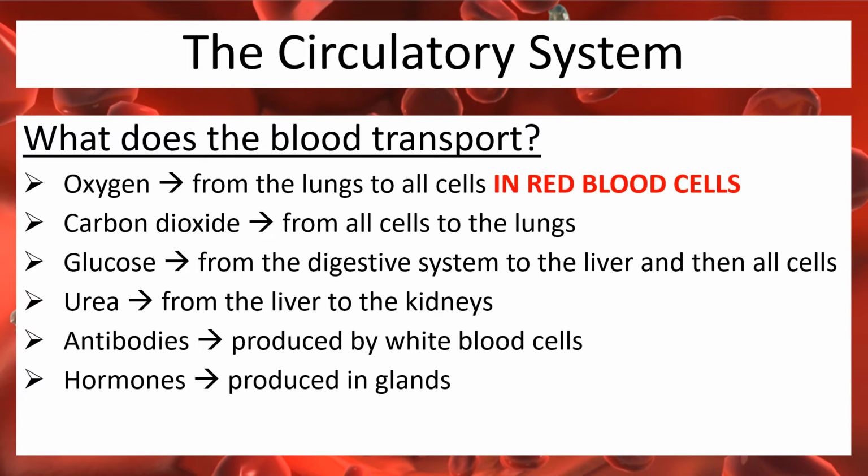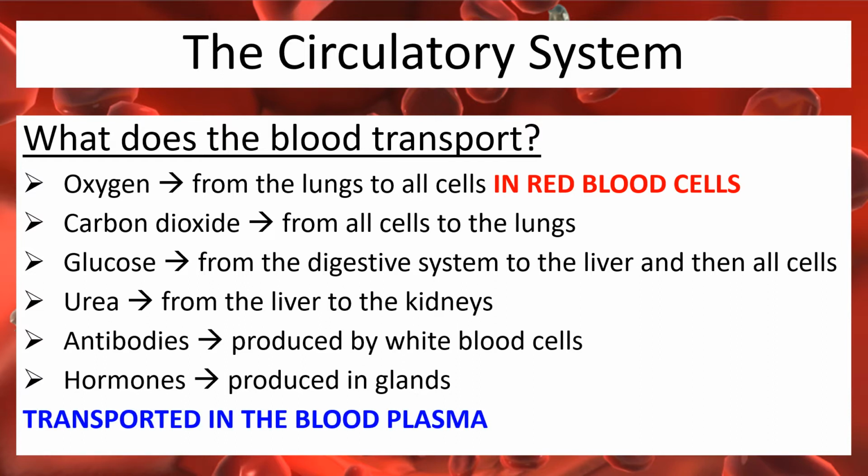It is important to point out that oxygen is transported in red blood cells. And again, we'll come to those in a moment. But everything else is transported in the blood plasma. So carbon dioxide, glucose and other food products, urea, antibodies, hormones, all transported by blood plasma.